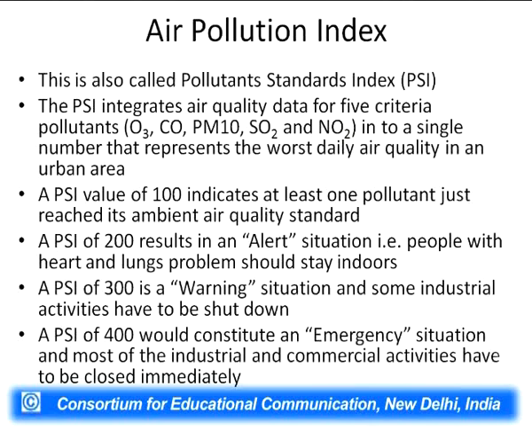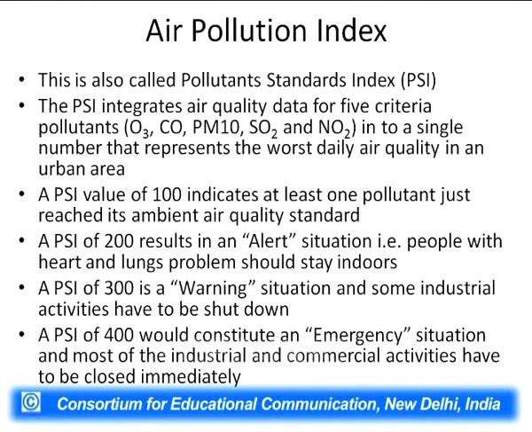This PSI, basically what does it do? It combines air quality data for 5 main criteria pollutants, that are ozone, carbon monoxide, PM10, sulfur dioxide and nitrogen dioxide, into a single number that can represent the worst daily air quality in an urban area. When a PSI value is 100, it indicates at least one pollutant has just reached its ambient air quality standard. Whatever the prescribed limit is, at least one of the pollutants has reached that level. And if the PSI is 200, it means the situation is of alert. Many pollutants have crossed their prescribed limit.